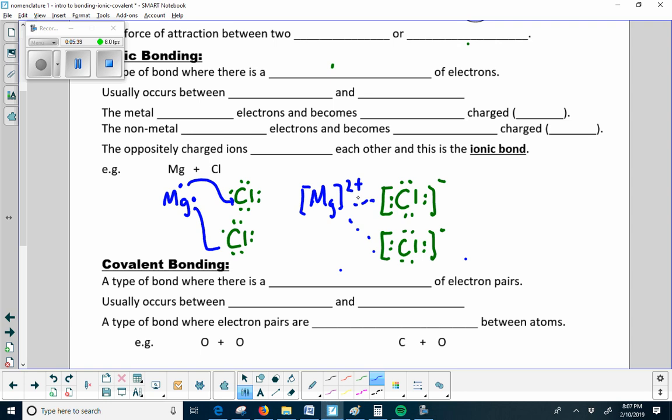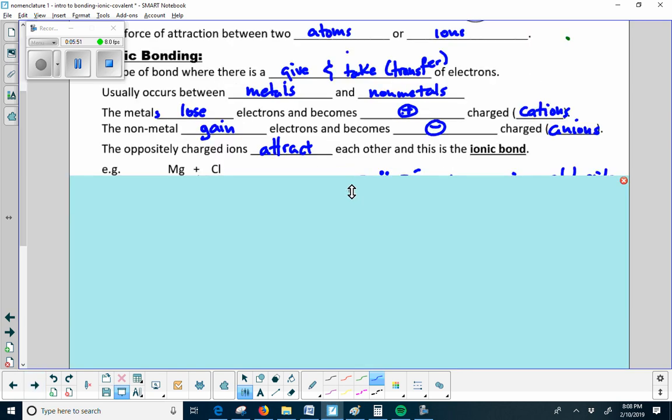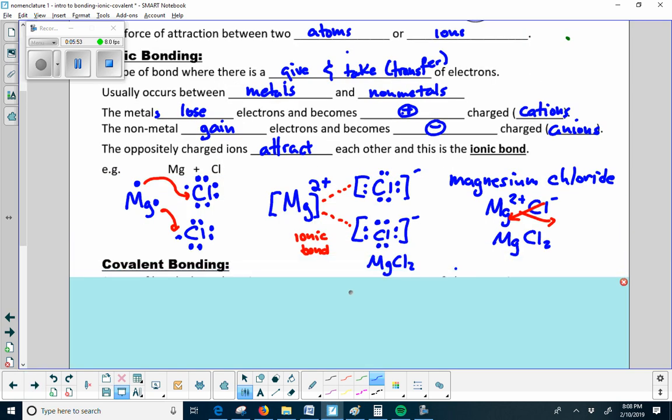And you'll notice that there is something called the zero-sum rule. The overall charges have to be 0. So what happens here, we've got 2 positive charges and 2 negative charges, which gives us 0. So that's a summary of ionic bonding.